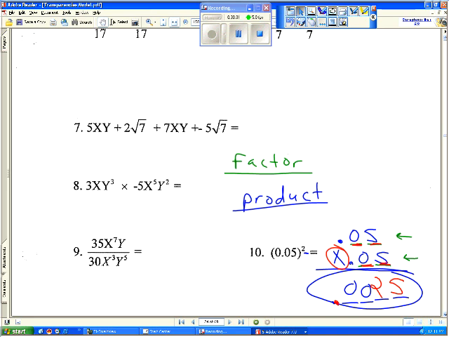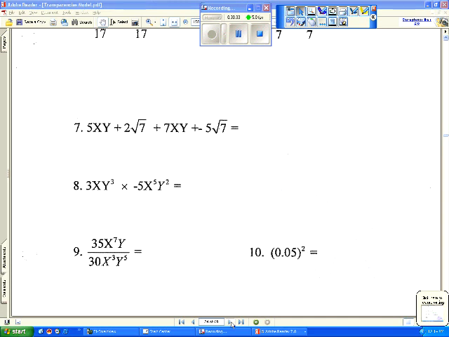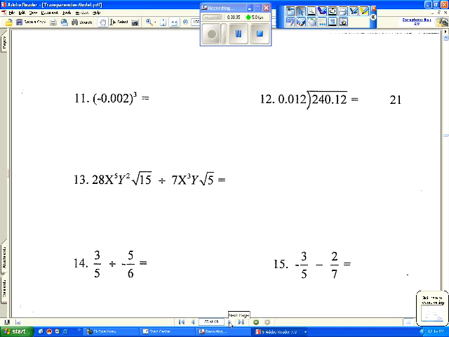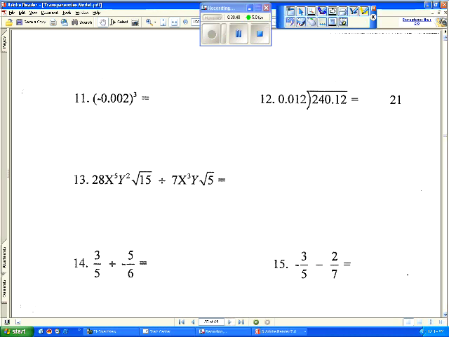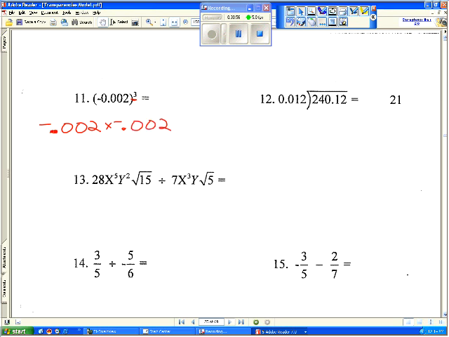Okay? Number 11. Number 11 is negative .002 cubed. What does cube mean? Times itself. Now, it's not what times itself 3 times equals, it's times itself 3 times. So it's negative .002 times itself, negative .002 times itself, negative .002.